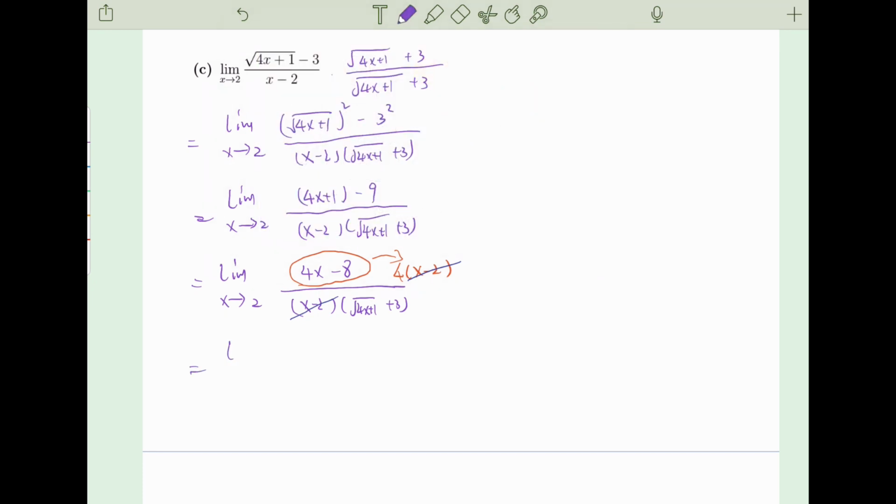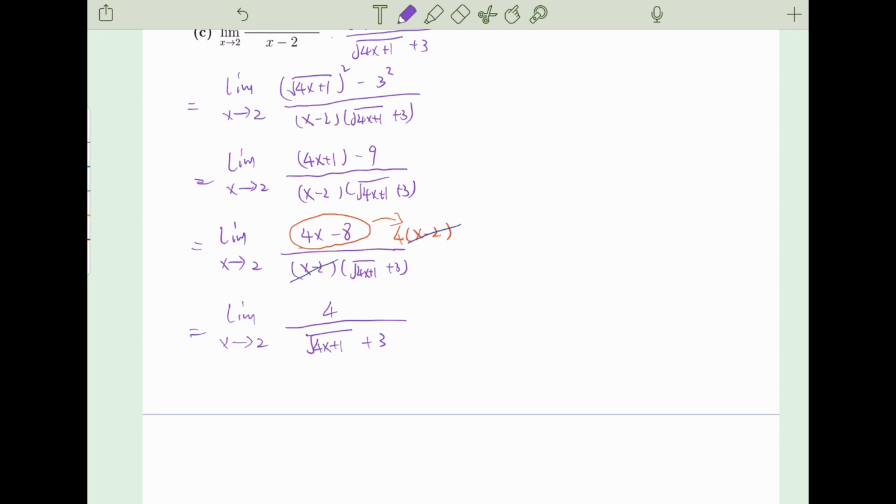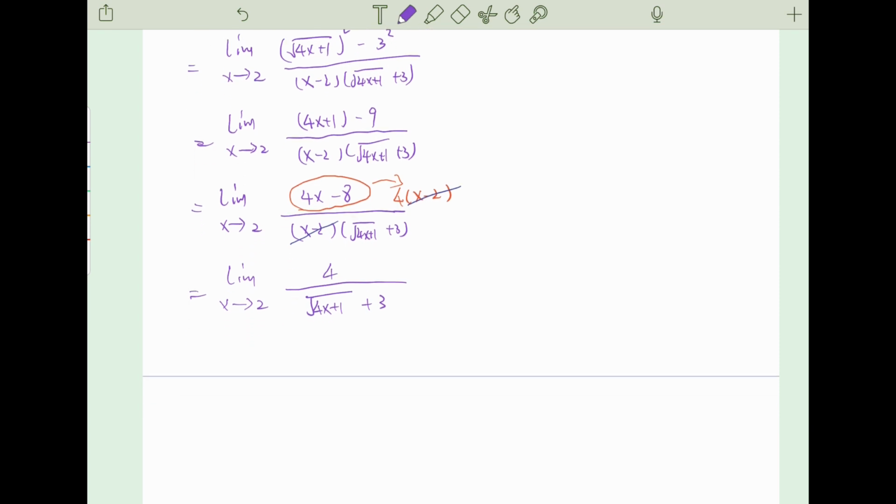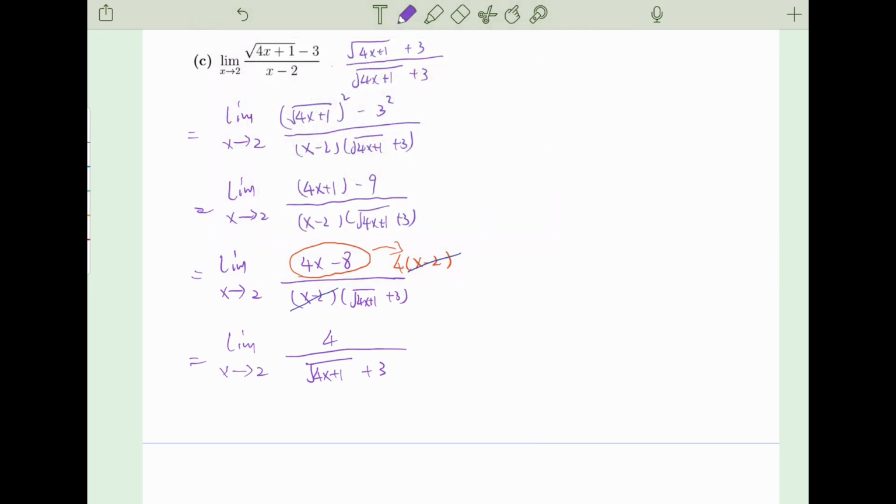Now we have just the 4 on the top, and in the bottom that is square root of 4x plus 1, plus 3. We can just cancel out the 0 factor, right? And plug in. So 4 divided by square root of 4 times 2 plus 1, plus 3, which is 4 divided by square root of 8 plus 1. That is 4 divided by 3 plus 3, which is 4 over 6, right? Which is 2 over 3.